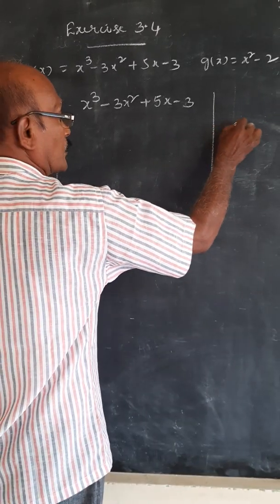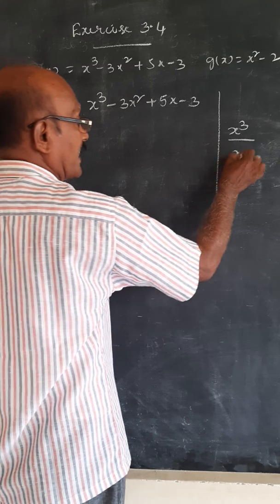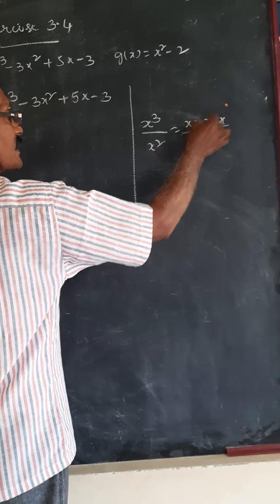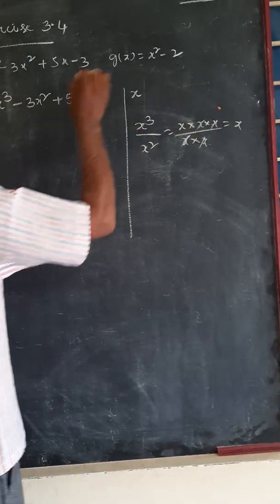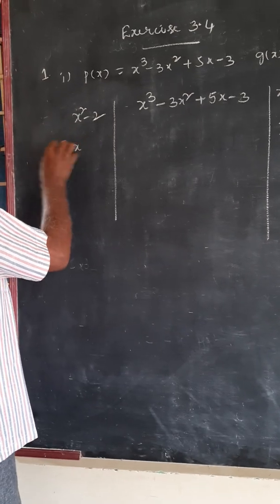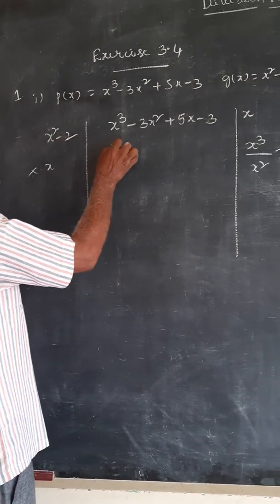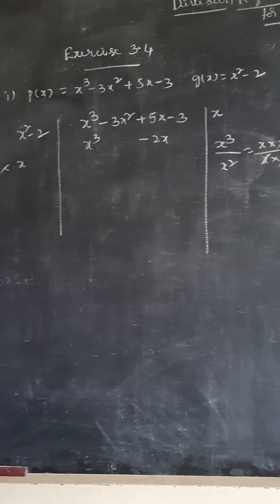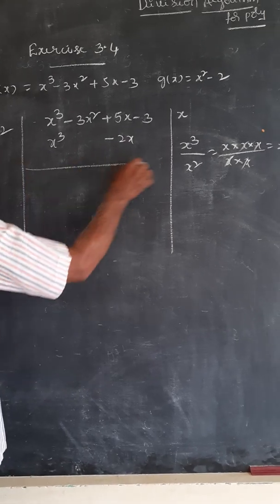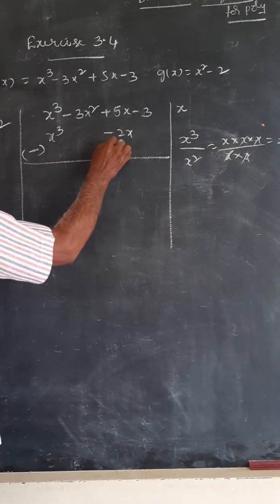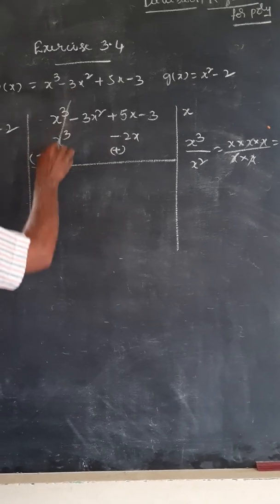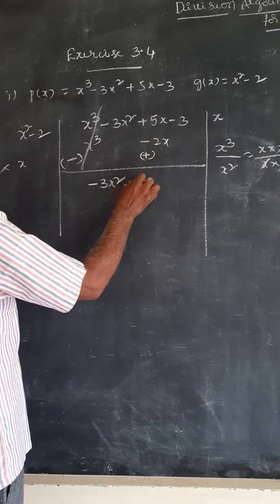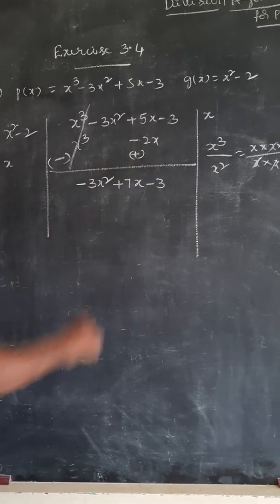Step 1: x cube divided by the first term x square. The answer: x cancels, the first quotient is x. Write the first quotient as x and multiply with the divisor. x into x square, x cube, minus 2x. Subtraction: plus x cube becomes minus, this minus 2x becomes plus 2x. These two are cancelled. Minus 3x square plus 5x plus 2x, plus 7x minus 3.